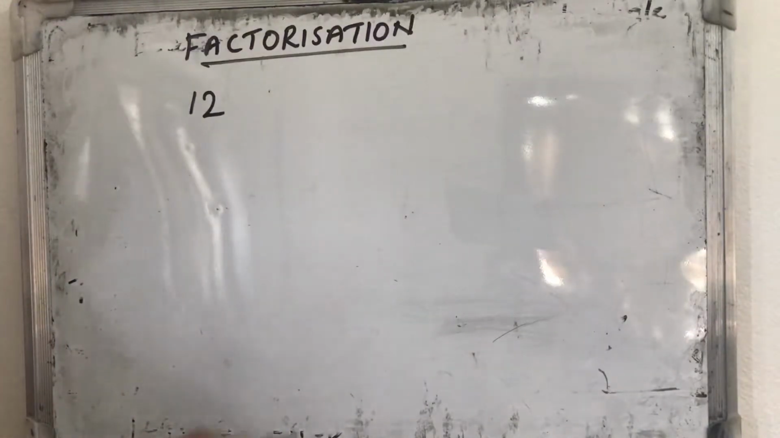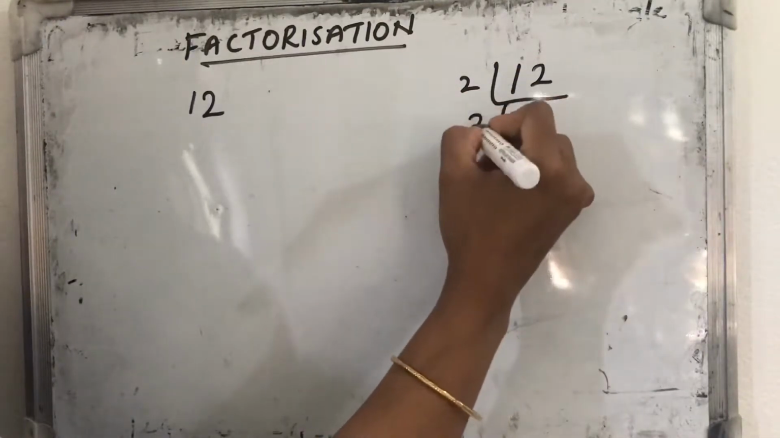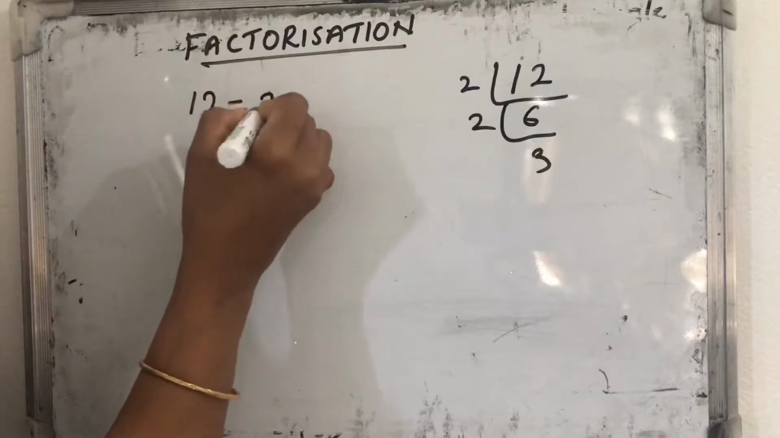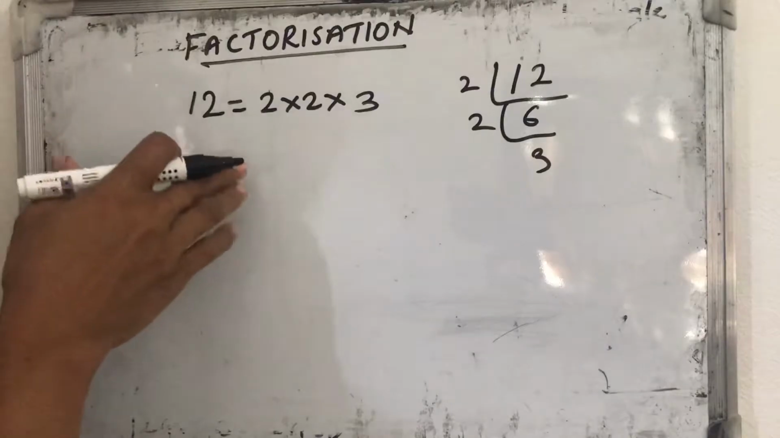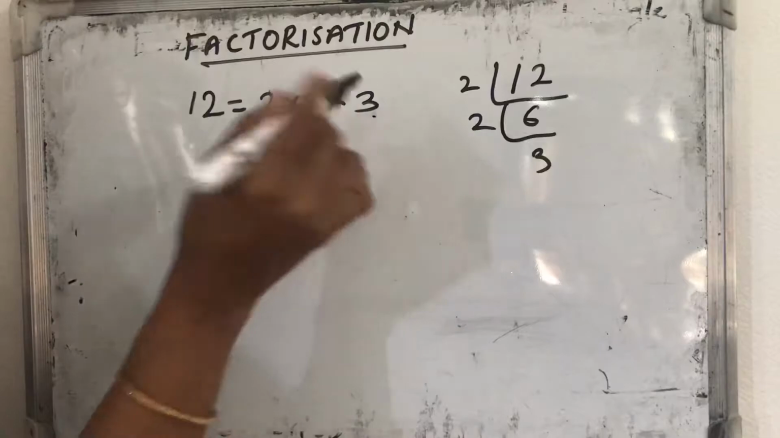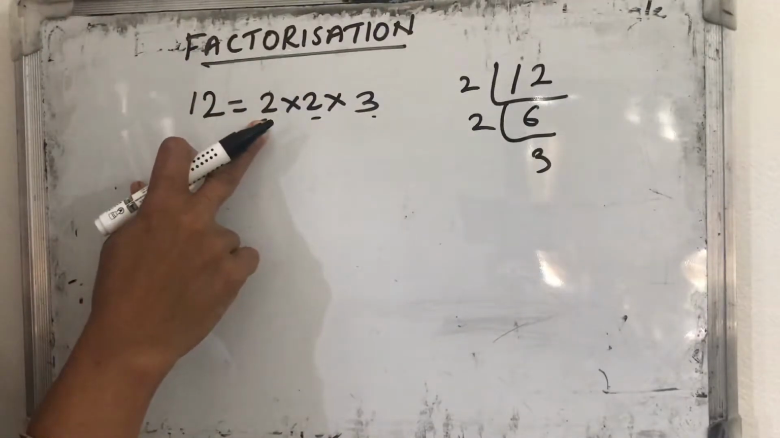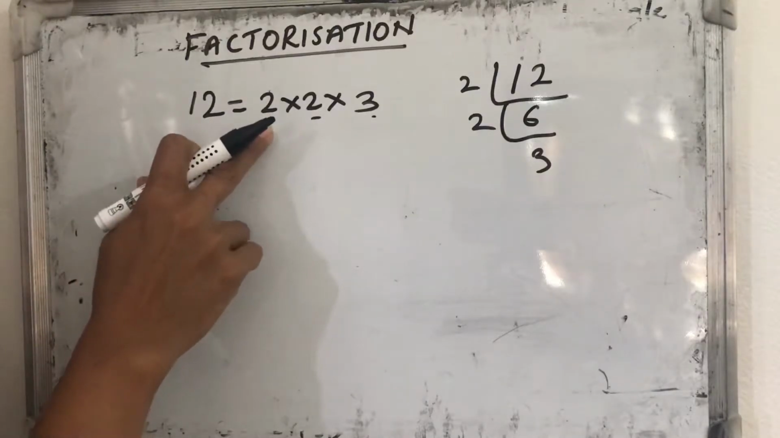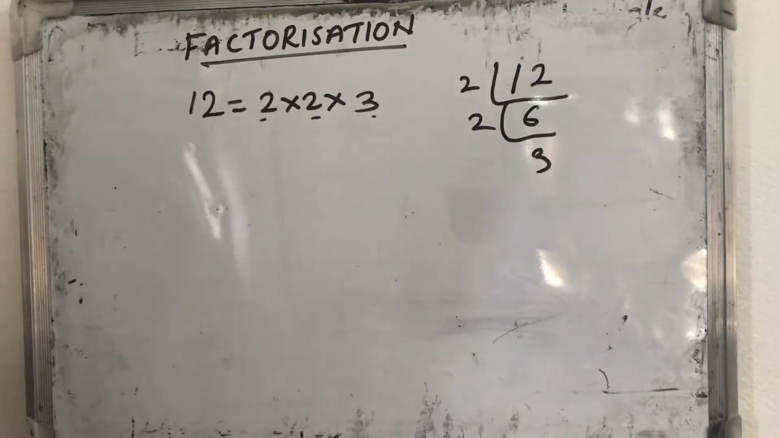When we write the given number as a product of its prime factors, we do it like this. 12 we can factorize like this, and write it as 2 into 2 into 3. These are all prime factors. Prime factors means we cannot further factorize them. We can write 2 only as a product of 1 into 2, no other way. So this is the factorization of numbers.